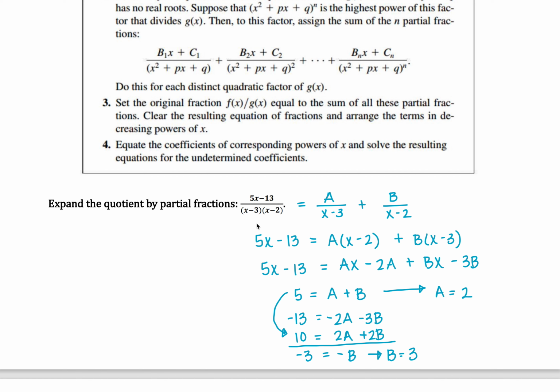So instead of having this rational function 5x minus 13 over x minus 3 times x minus 2, I can break it down into these two partial fractions. Now we know what A and B equal, so it's going to be 2 over x minus 3 plus 3 over x minus 2.